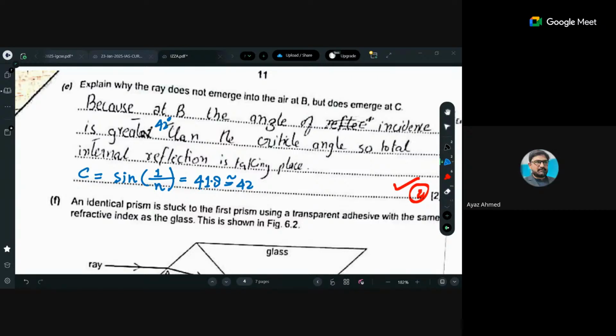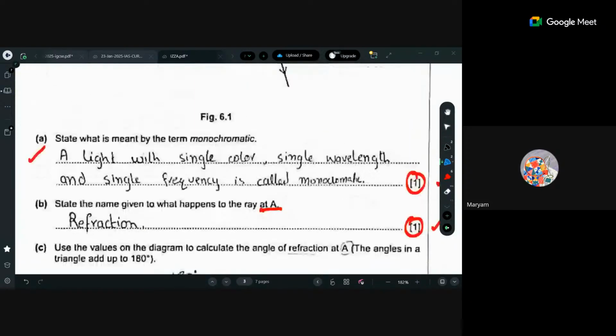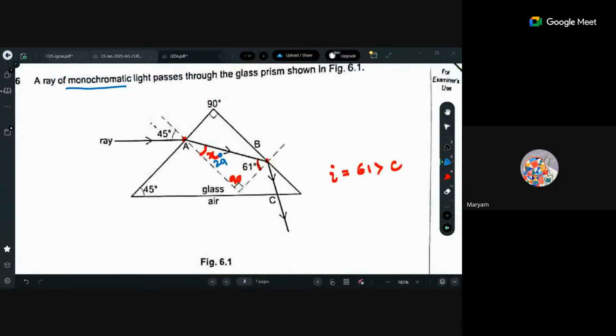Sir, can I say what I wrote? Because I think I wrote more, but I just want to confirm. Yes. I wrote at B the ray moves from lighter to denser medium, so it bends away from the normal, which is refraction, but at C the angle of incidence is greater than the critical angle, causing the ray to undergo total internal reflection.